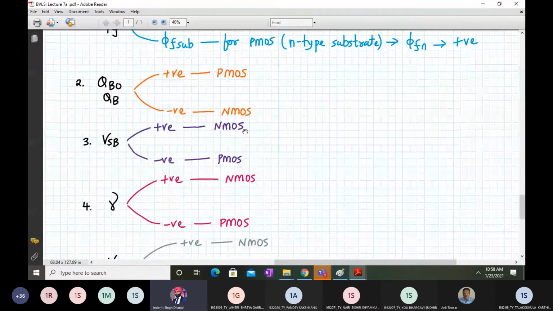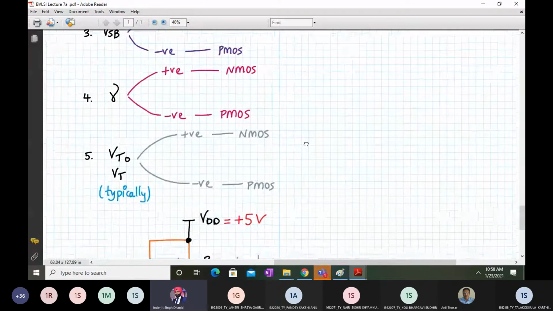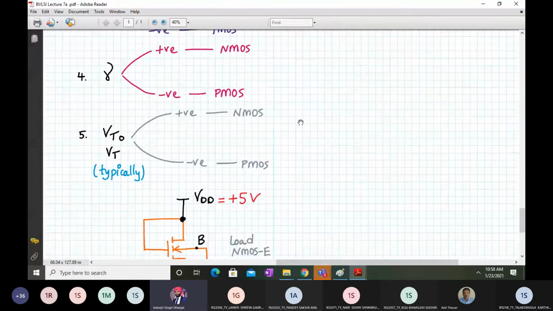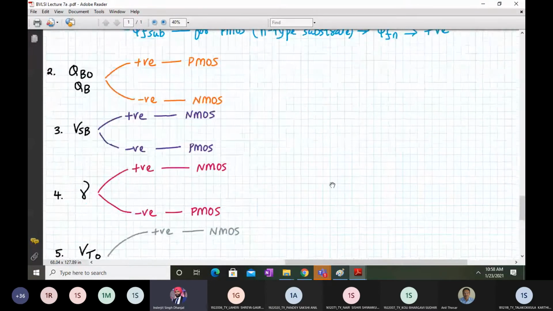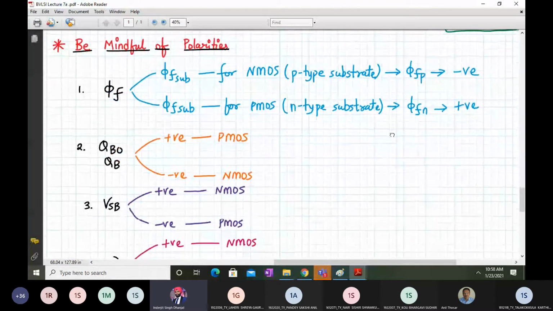VSB is positive for NMOS and negative for PMOS. Body factor is positive for NMOS and negative for PMOS. VTO or VT typically is positive for NMOS and negative for PMOS. So be mindful of polarities. A single mistake in the polarity can lead to a wrong answer at the end.